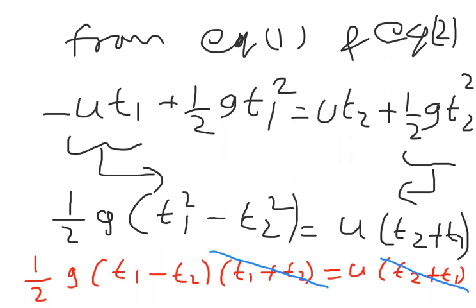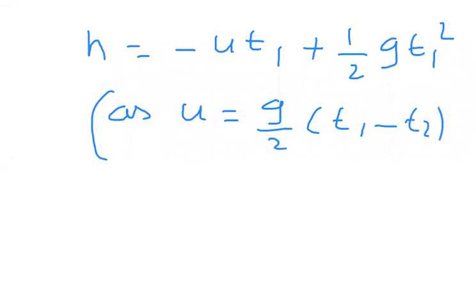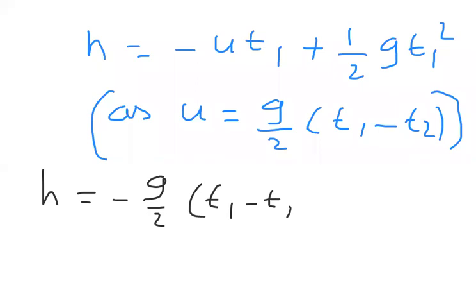Now, as we have the velocity formula, what is the formula for height? To find the height formula, any one formula you take. h for the body projected vertically up, I can write as minus ut1 plus of gt1 square. This is the formula from equation 1. But we came to know that u is equal to g by 2 into t1 minus t2. So we can substitute this expression in the formula of h. Minus u becomes minus g by 2 into t1 minus t2 into t1 plus of gt1 square.